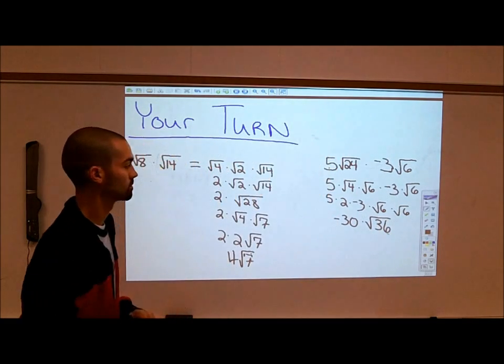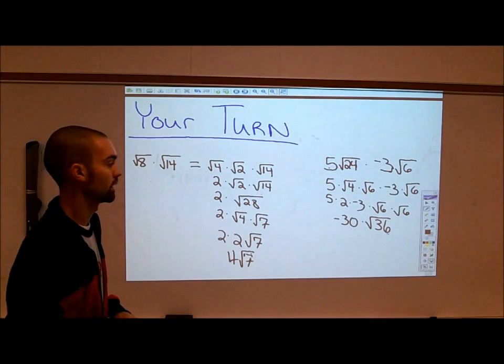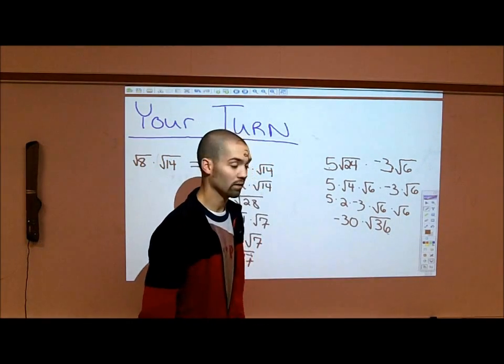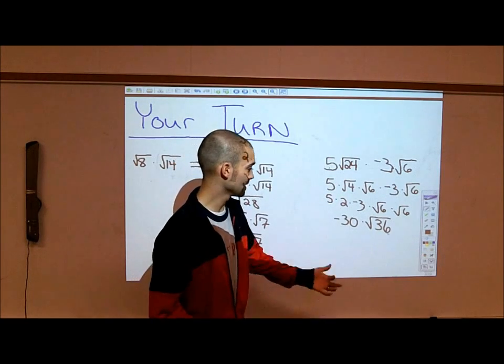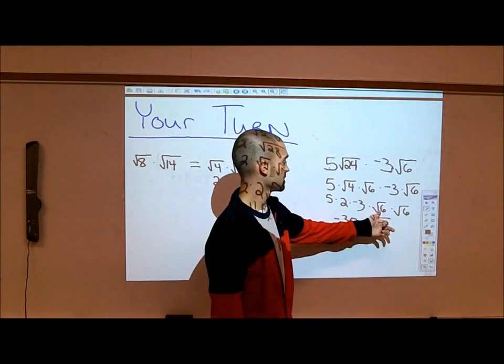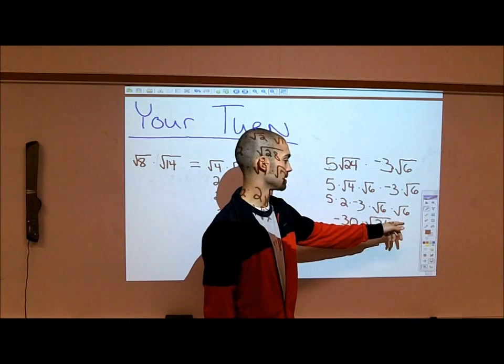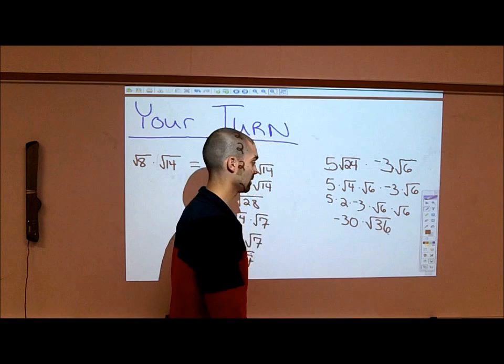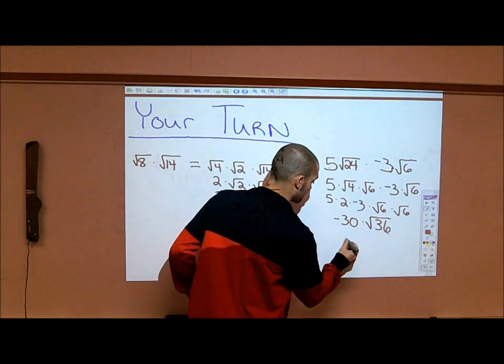Now we're going to see if we can simplify this radical. Well, guess what? You can. Take a look at this. Square root of 6 times the square root of 6 is the square root of 36. 36 is a perfect square. Well, take the square root of 36, what do we get? 6.